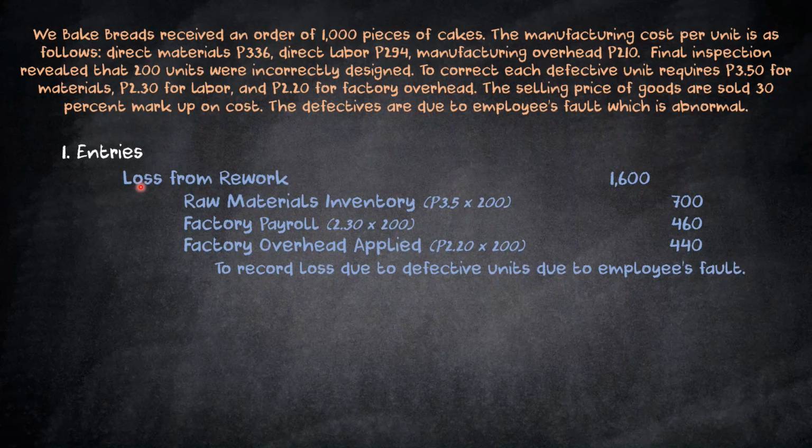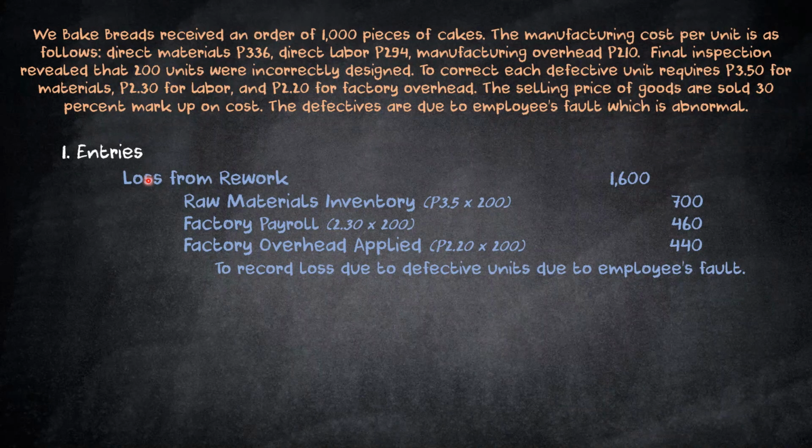So, ang loss from abnormal rework po or loss from rework ay isa na po siyang period cost. Ibig sabihin, direkta na natin siyang makikita sa ating income statement. And, hindi na siya product cost. So, ang ating credit side po ay same lang. Siya lang din yung cost to rework natin kanina. At kapag ito ay tinotal, ito po siya, 1,600 na idinebit natin kay loss from rework. And kapag naman po abnormal spoilage, ang ide-debit natin dito ay loss from abnormal spoilage na or loss from spoilage.